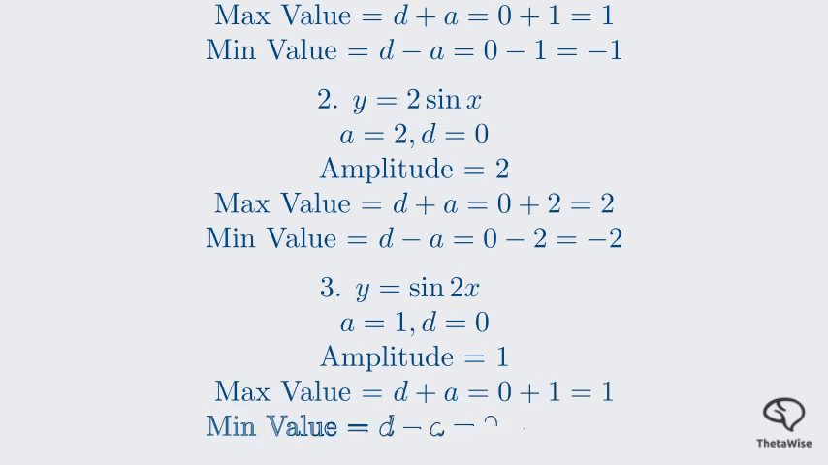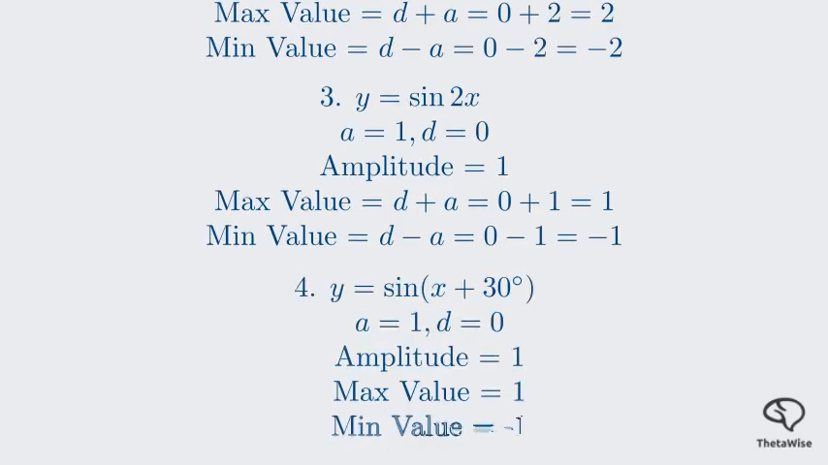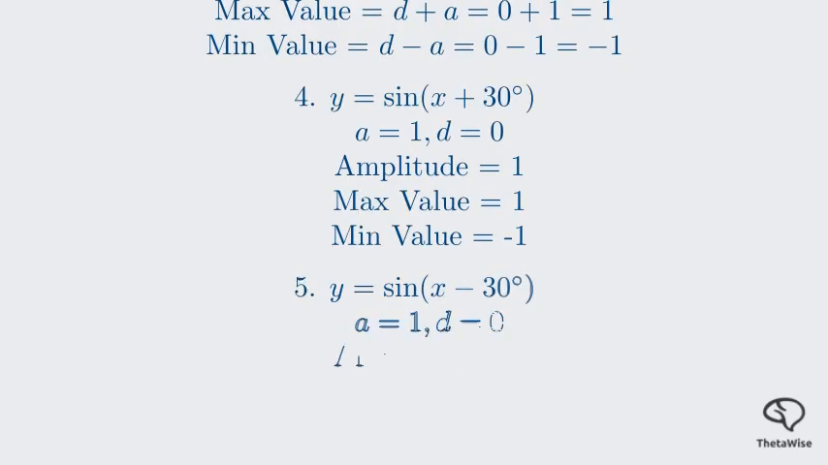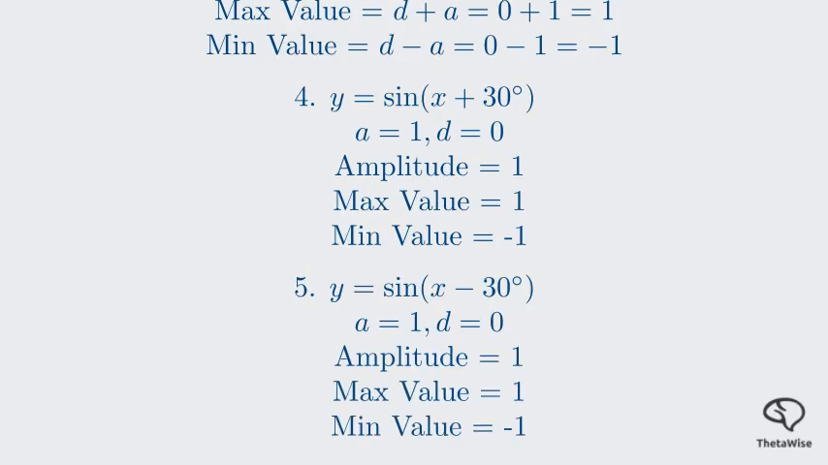For y equals sine of 2x, A is 1 and d is 0. The amplitude is 1. The maximum is 0 plus 1, which is 1. The minimum is 0 minus 1, which is negative 1. For y equals sine of x plus 30 degrees, A is 1 and d is 0. The amplitude is 1. The maximum is 1 and the minimum is negative 1. For y equals sine of x minus 30 degrees, A is 1 and d is 0. The amplitude is 1. The maximum is 1 and the minimum is negative 1.